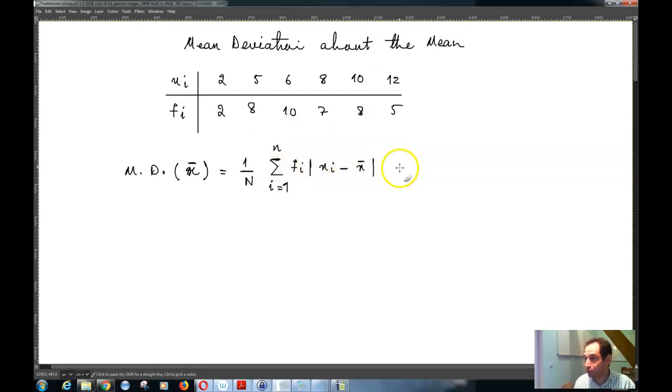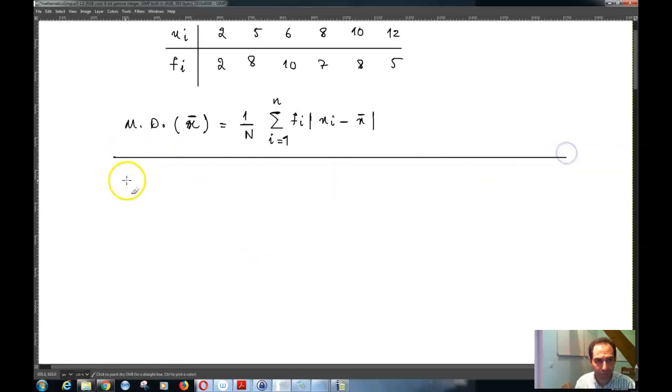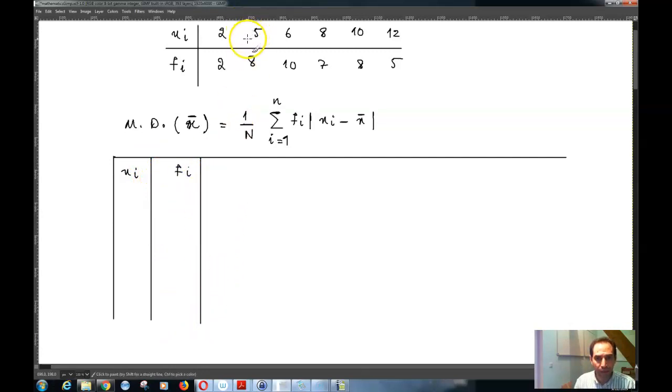Now the way that you can do it is that you need to create a table based on the table that you have, and then what you usually do, you take a look at the formula and see what needs to be calculated in the formula. You add it to your table, meaning that usually you do a table like this, and for example you call this x of i, and then you call this f of i.